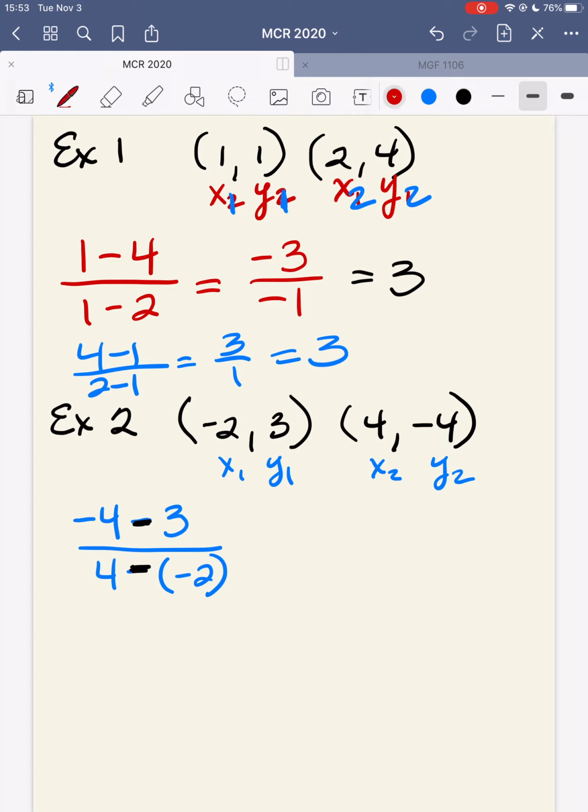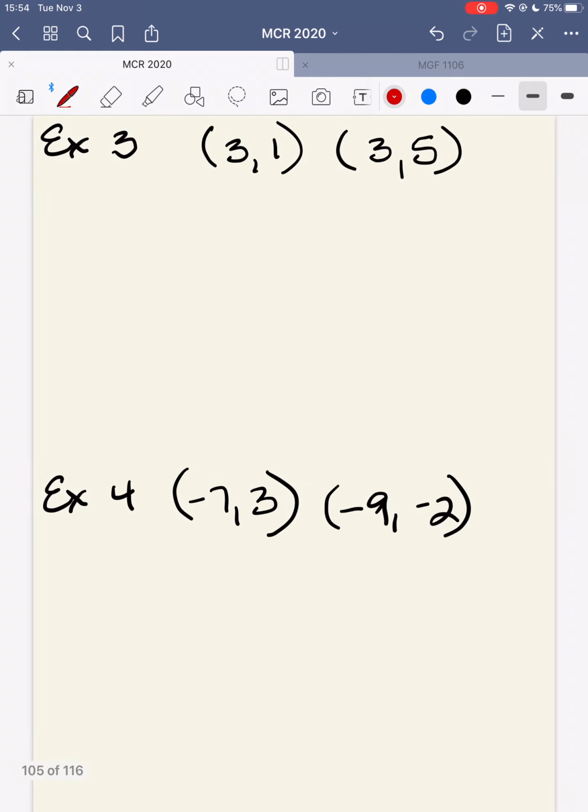So what's going to happen on the bottom is that's going to be 4, actually 4 plus 2 on the bottom. That's going to give me 6. Now on the top I have a negative minus 3, which is the same as adding a negative. So negative 4 minus 3 is negative 7. Right? And even though we got an ugly fraction, that's our slope, and that's all we were looking to accomplish. Okay. Let's look at a few more.